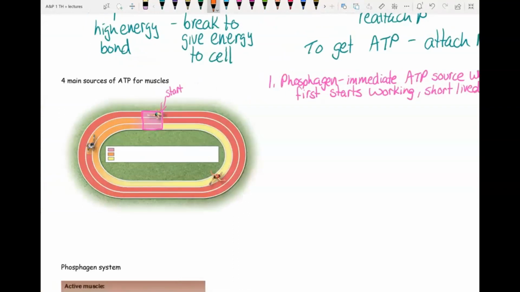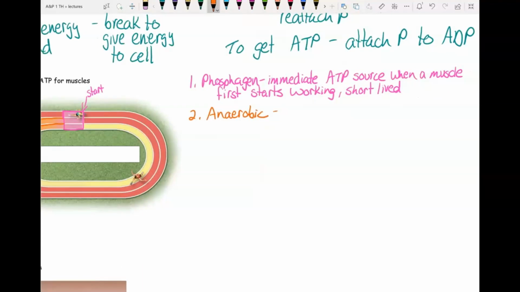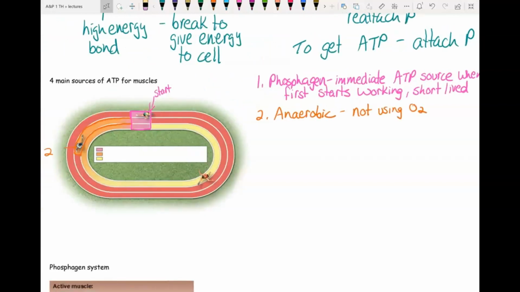Next, we go to this orange one. So you can see here, here's runner number 2. He's continuing on around the track like this. The orange one is anaerobic. Aerobic means oxygen, and when you put a or an in front of the word, it means without. So anaerobic, you're not using oxygen. Okay, this is what you switch over to after phosphagen. So you can see even runner number 2, he started in phosphagen. Then as he kept running, he switched to anaerobic.